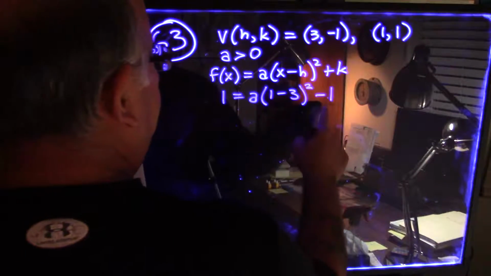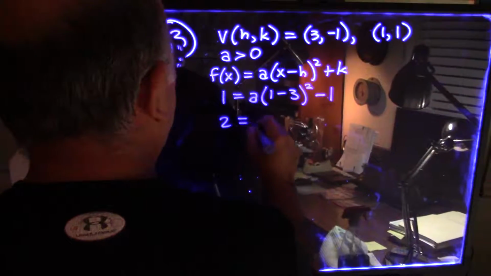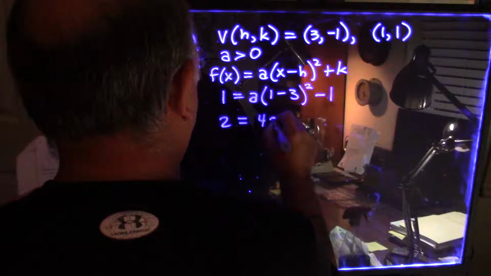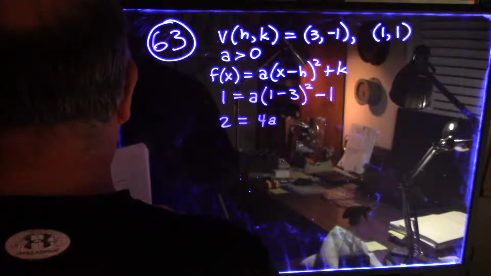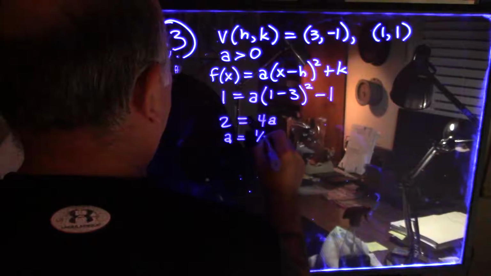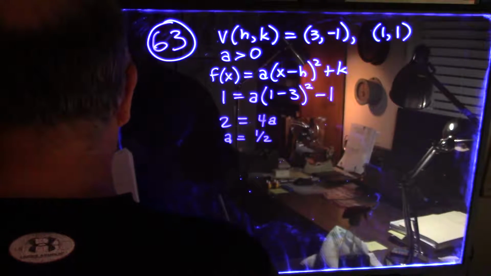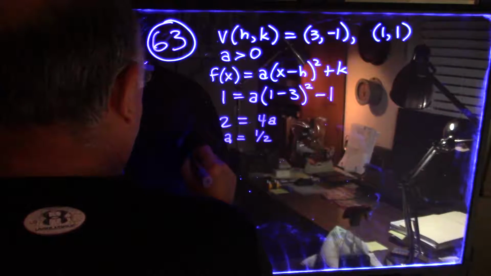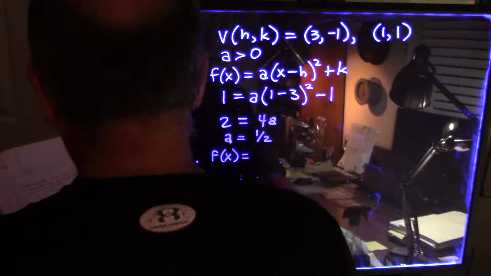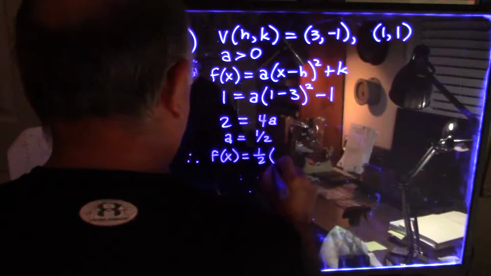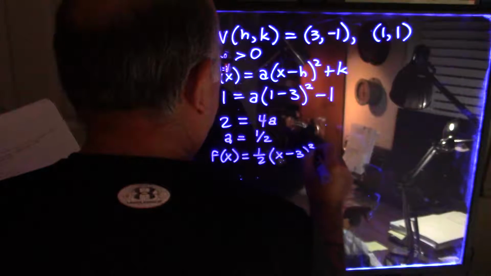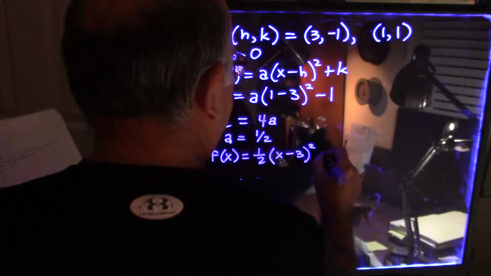So we end up with adding 1 to both sides, 2 equals, and this is negative 2 squared is 4, 4a. Divide both sides by 4, and so you get a equals a half. Positive 1/2. Alright, so that means, therefore, f of x is equal to 1/2 times the quantity x minus 3 squared minus 1.